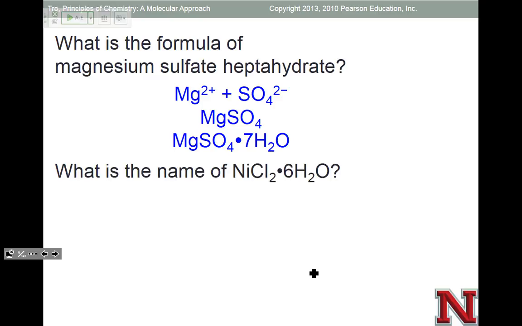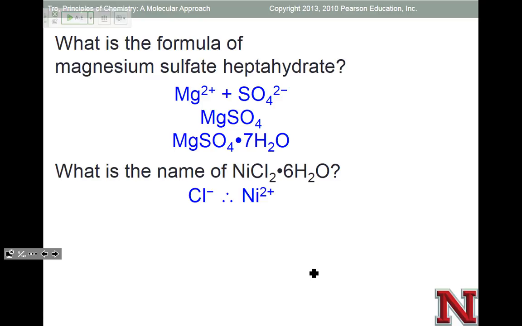If we look at this one, we have nickel. Nickel is variable, so we need to know what ion we have. And then we have a hydrate. So first off, chlorine is 1-. We have 2 chlorines for every 1 nickel, so we must have a nickel 2+. So we need to specify that in the name where we have our 2 in our parentheses. That's really important. Then we have a 6. So that is a hexa.